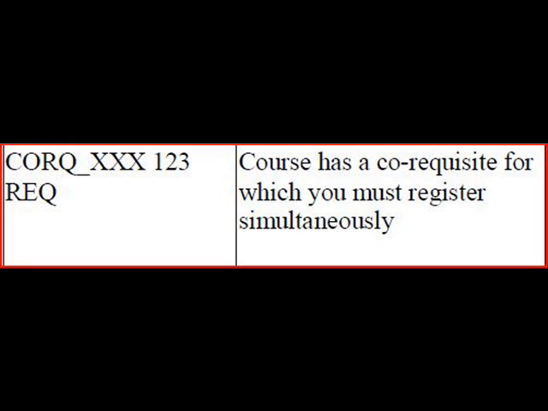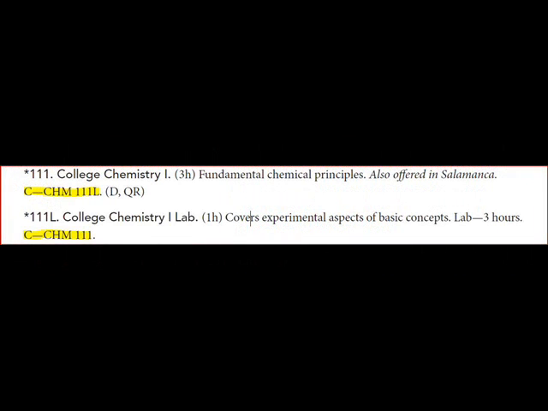Another common registration error you may encounter is CORQ_$. This is a co-requisite error. If this error message appears, it means that the course has co-requisites for which you have to register simultaneously. For example, if you are registering for Chem 111, College Chemistry 1, you must simultaneously register for Chem 111L, the lab component, as well. Simply select the open box next to Chem 111 and also Chem 111L, and then hit Submit at the bottom of the page to register for this course.